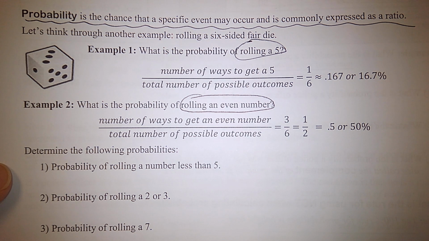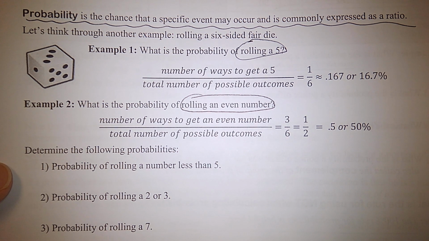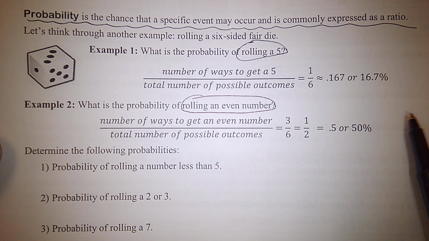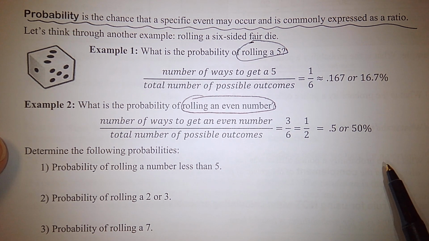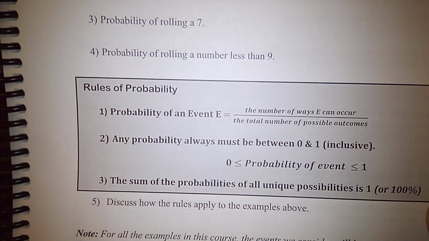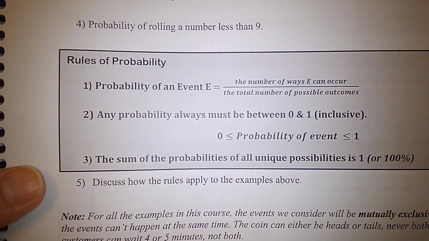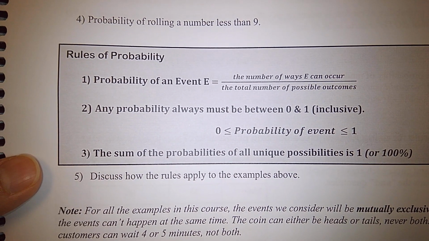So if you roll a die, either an even number or what? Odd number. So the chance is what? 50%, okay. Well, we're using those examples to have a brief idea.